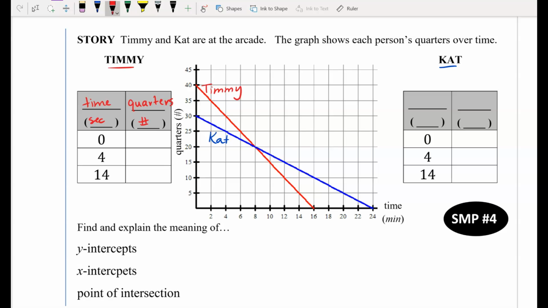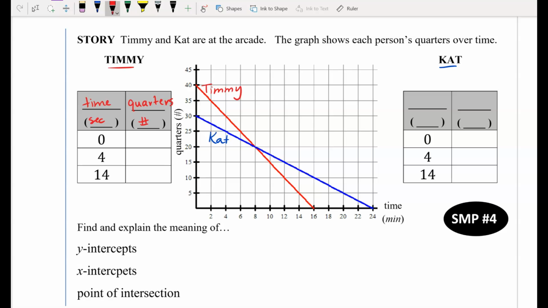Let's look at the last story problem. Timmy and Kate are at the arcade, and the graph shows each person's quarters over time. So they start with a certain number of quarters. They're spinning them in the games at the arcade, and so they have fewer and fewer quarters over time. Maybe we can fill in our table from the graph. We'll try that, but we also want to write the equation for this.